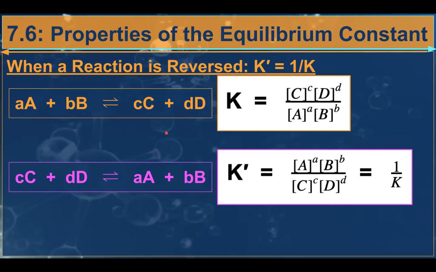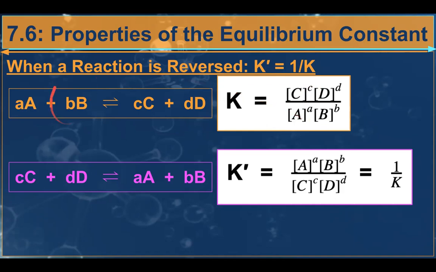All right, so let's say that we reverse the reaction. Our original reaction is aA plus bB yields cC plus dD. So the equilibrium expression is going to be the concentration of C to the power of the coefficient c times D to the power of the coefficient d, and then on the bottom, A to the power of a, B to the power of b. So we're multiplying them: products in the numerator, reactants in the denominator.